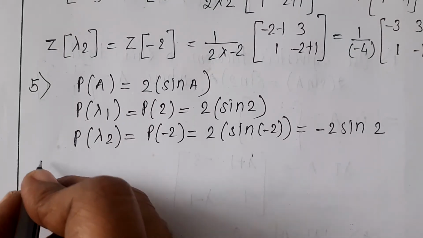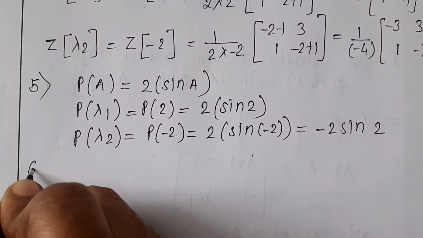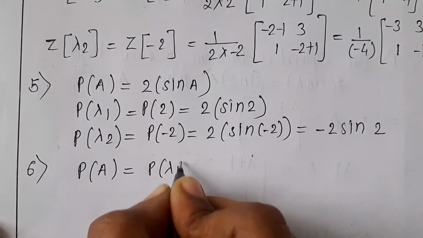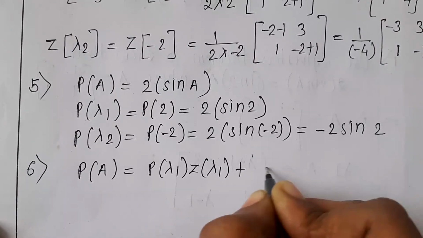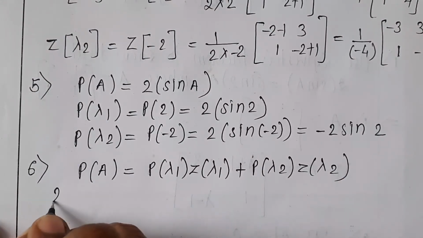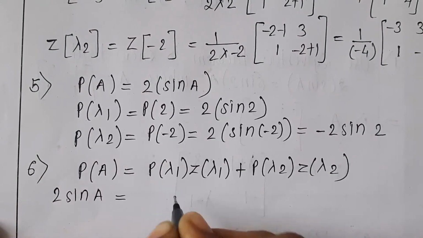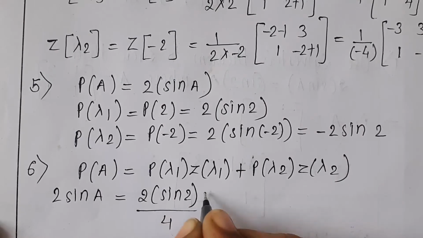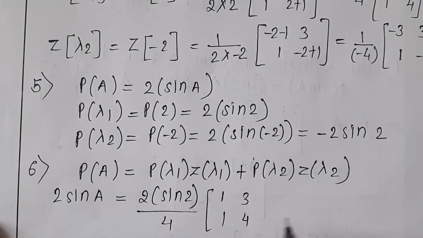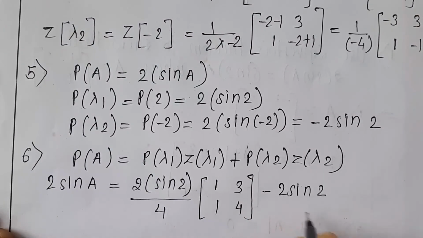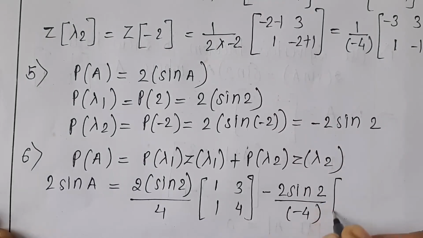Next step is to use Sylvester's theorem. How many roots do we have here? 2. So Sylvester's theorem says that P of A is equal to P of lambda 1 into Z of lambda 1 plus P of lambda 2 into Z of lambda 2. So P of A, 2 sin A, is equal to 2 sin 2 times Z of lambda 1, which is 1 by 4 times the matrix 1, 3, 1, 3, plus P of lambda 2, which is minus 2 sin 2, divided by minus 4, times the matrix minus 3, 3, 1, minus 1.